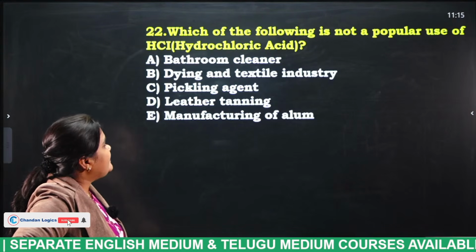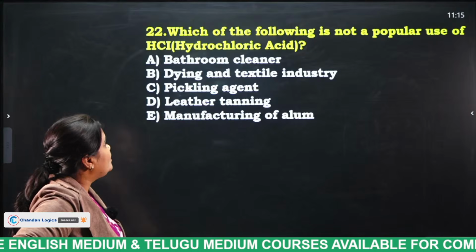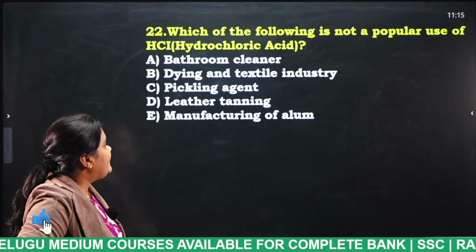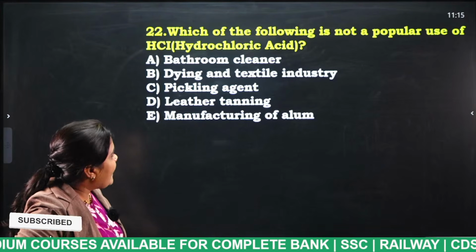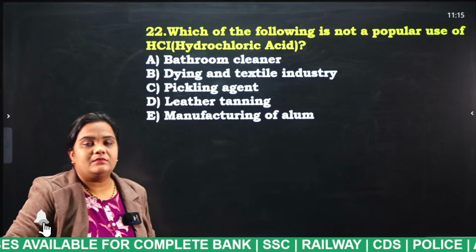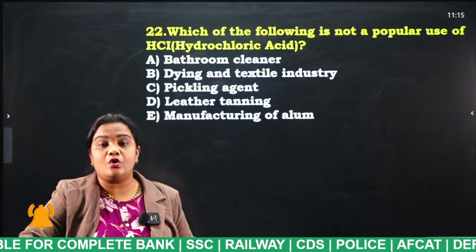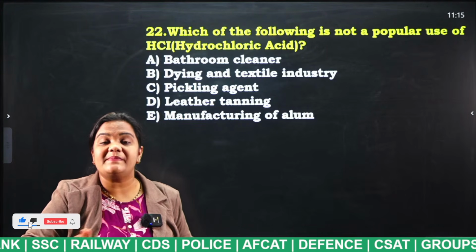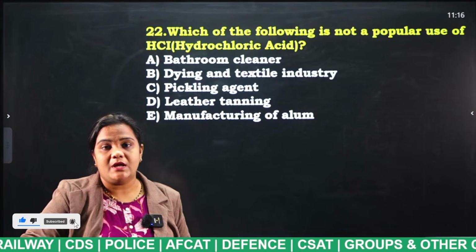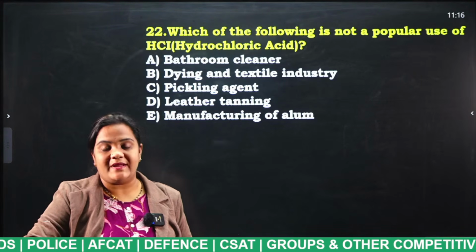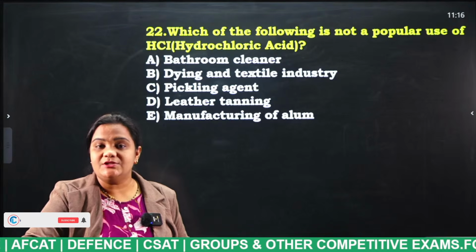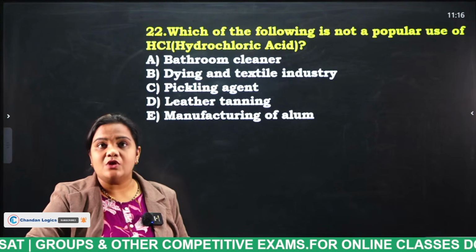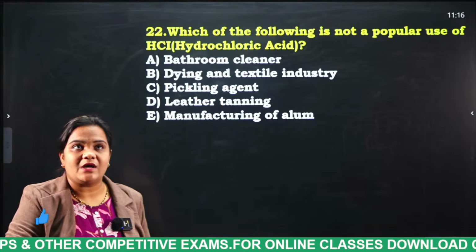Which of the following is not a popular use of hydrochloric acid? Bathroom cleaner, dyeing and textile industry, pickling agent, leather tanning, manufacturing of alum. Now tell me, we all know hydrochloric acid is a strong acid. It has a pH value of 1 to 1.5. Okay, so HCl is used in many applications, but not in one of the applications. So identify and put your answer in the comment section.